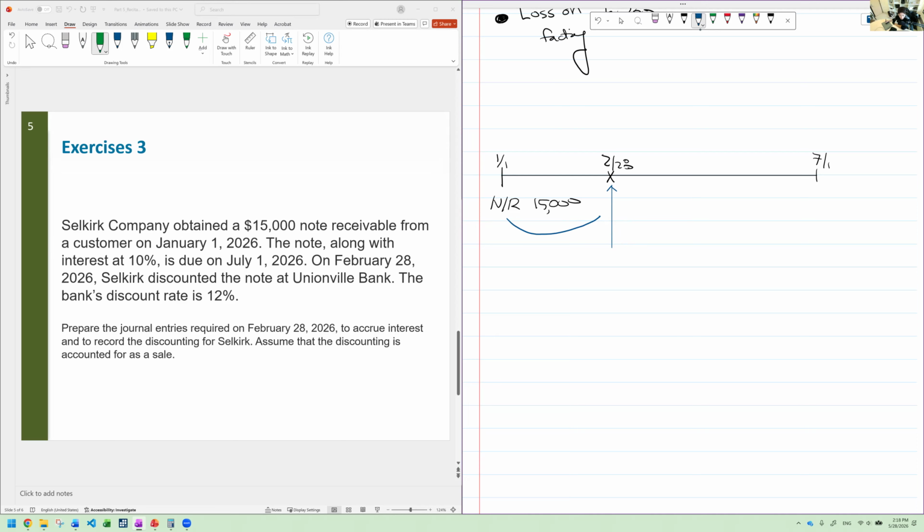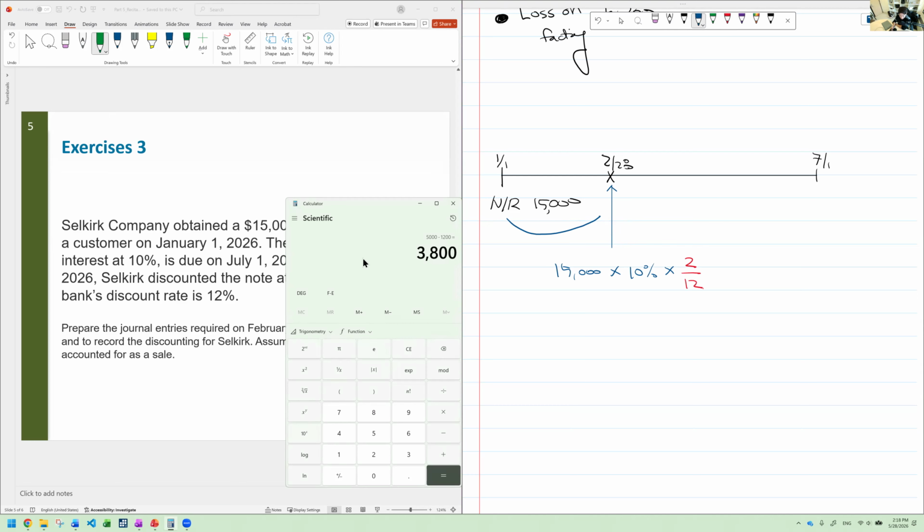Let's calculate the amount of interest that you accrued for the past 2 months. So $15,000 times the interest rate 10% times 2 months out of 12 months a year. That's $250. So the adjusting entry that you record on February 28th is interest receivable. At maturity, I expect to collect $250 because that's the amount of interest revenue that you accrue. So this is the first journal entry that you record.